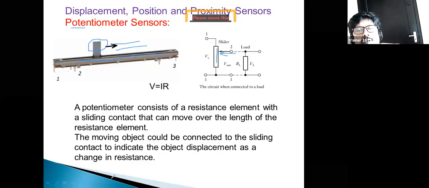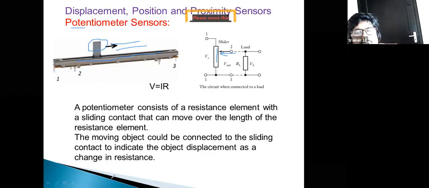see here. What parameter is changing here? The output voltage is changed. When the slider moves on the resistance element, that means it is displaced some distance or changes its position. Automatically, there will be a change in the resistance, and that in turn changes the voltage.